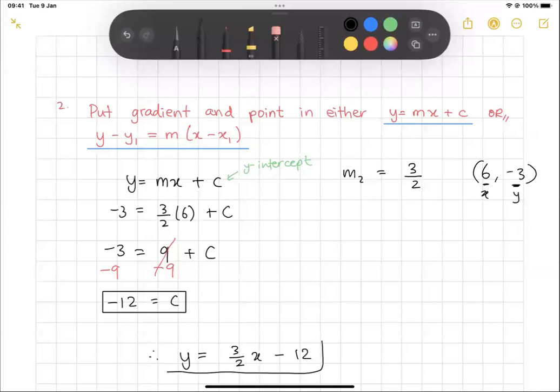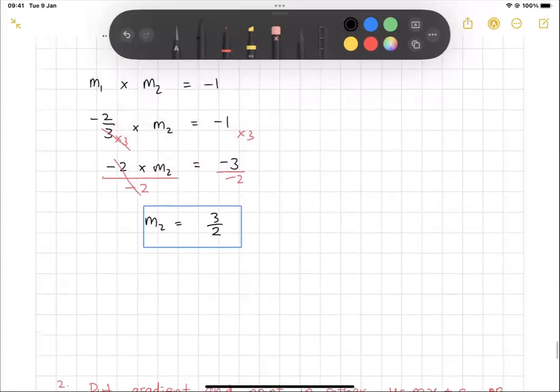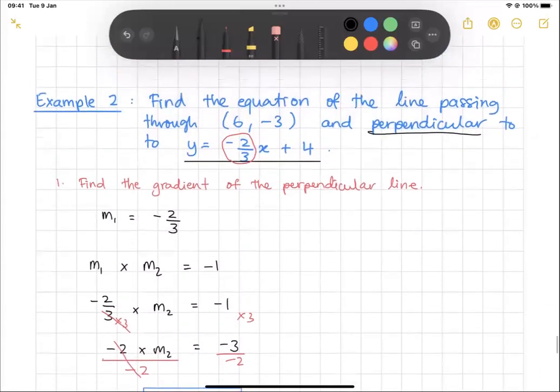So this is the line that is perpendicular to the line y equals negative 2 over 3x plus 4.